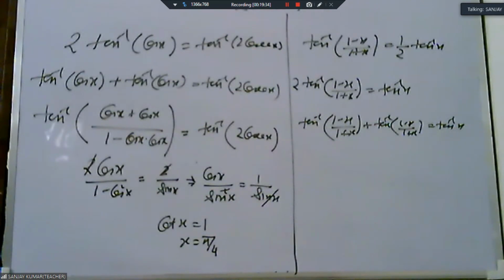We cross multiply 2 and we get 2 tan inverse of 1 minus x upon 1 plus x. We again break into 2 parts. How do we break? We write 2 times, because the concept is that only when we have tan inverse on both sides can you compare. But the right side is half, so we multiply by half, cross multiply, and we get the answer.